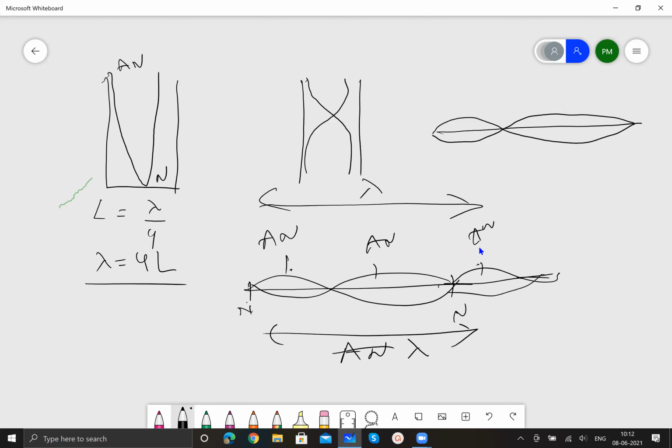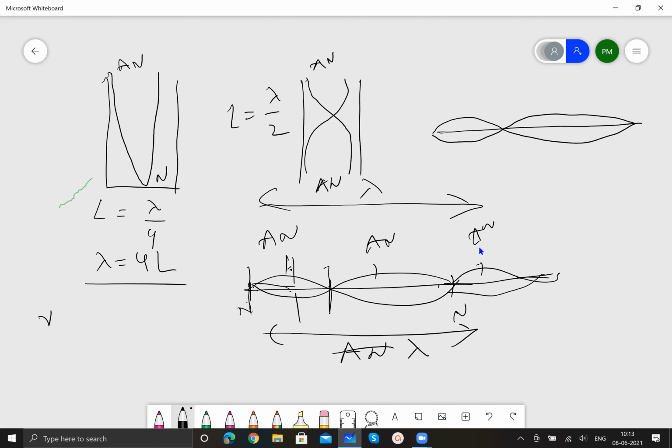So here one antinode and a node is there. Therefore, it should be lambda by 4. This is lambda by 2, so it should be lambda by 4. Understood? Now, the distance between adjacent antinodes, how much is it? Lambda by 2. Excellent. So L is equal to lambda by 2. This is called an open organ pipe.